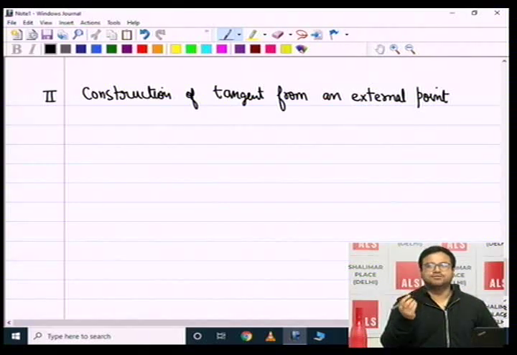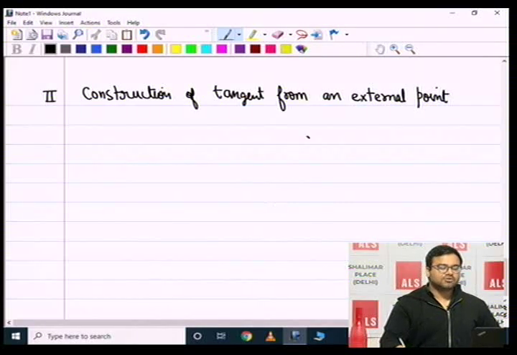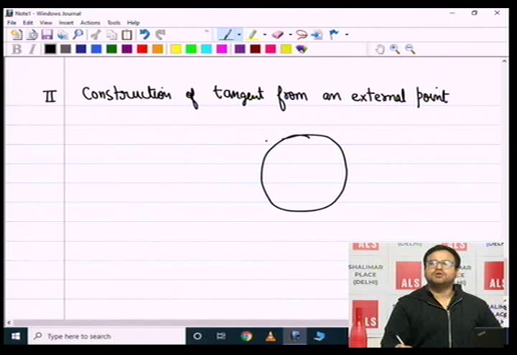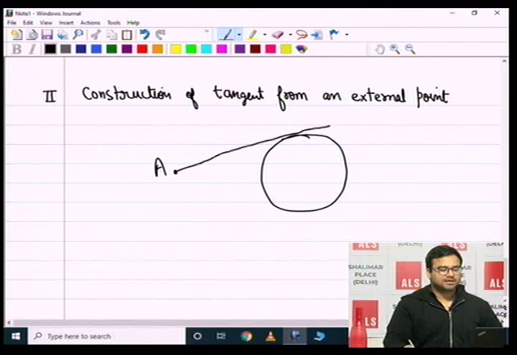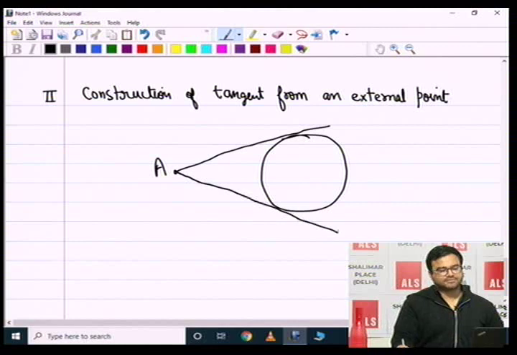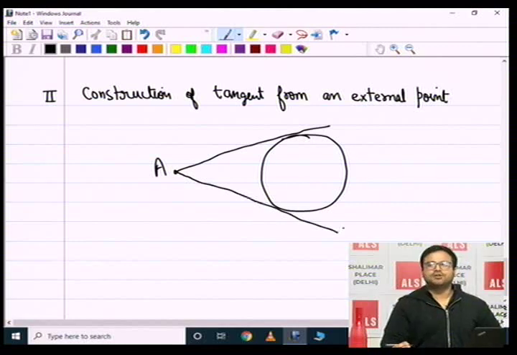As you know, from inside the circle we cannot draw a tangent. A tangent can be drawn either from a point on the circle or outside the circle. Suppose there is a point A over here. How many tangents can we draw? We can draw two tangents, one like this and the second like this.